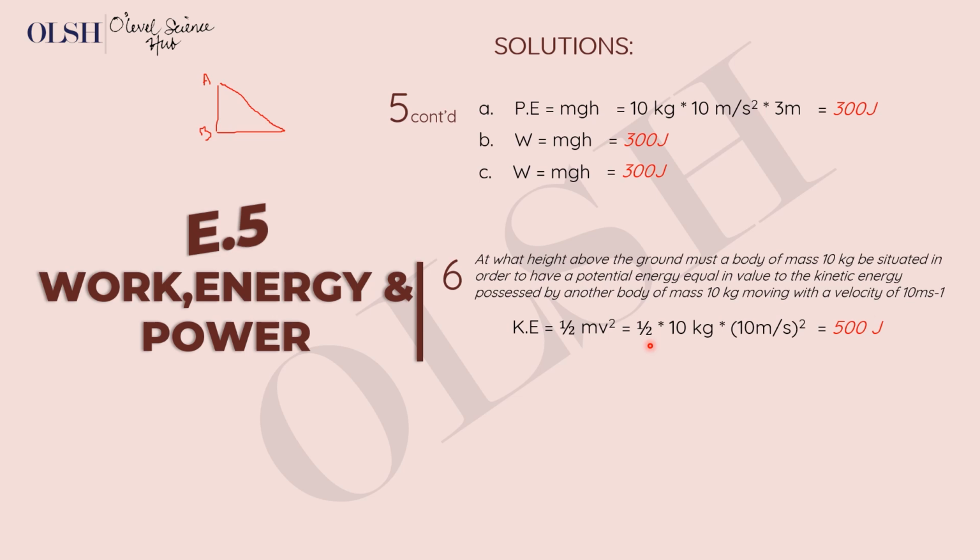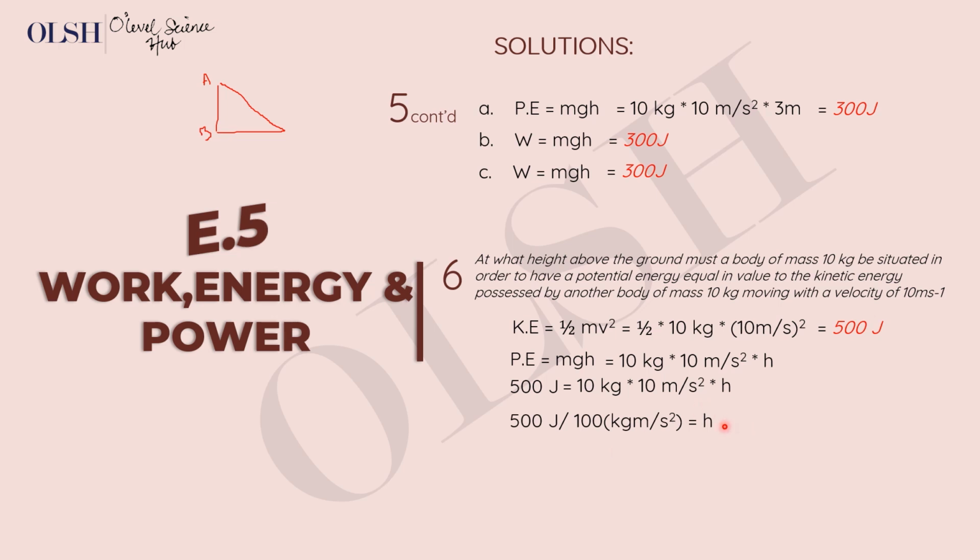So the question now is, at what height above the ground will a body of mass 10 kg be positioned or situated in order to have a potential energy equal to 500 joules? So of course, we bring back our potential energy formula, which is mgh. We know we are dealing with 500 joules of potential energy and we want to get the height. So this will be 10 kg times 10 meters per second squared times h, which of course, if we make h the subject of formula, we're going to have 500 joules divided by 100 kilogram meter per second squared, which would give us a height of 5 meters.